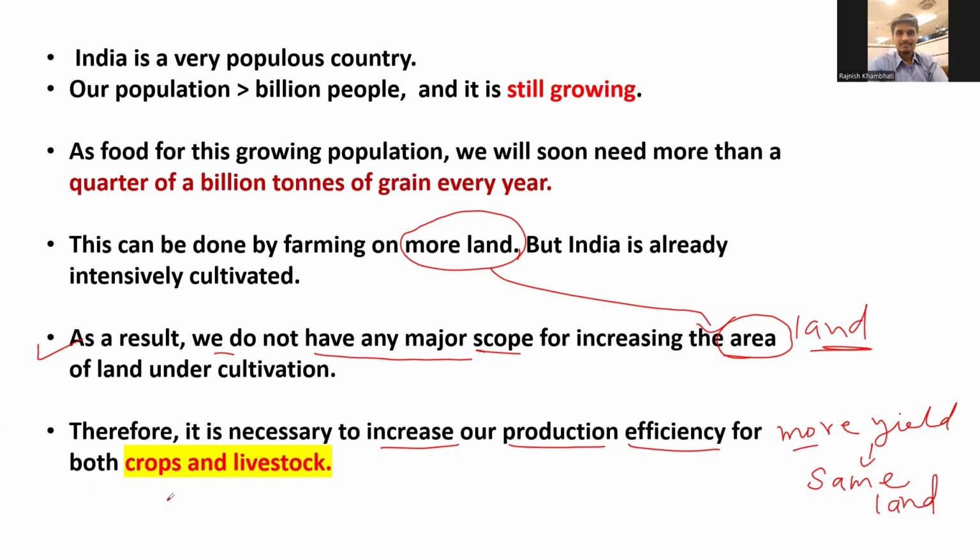Okay, but for what? Our food. And what is our food? Our food is crop, meaning plants, and livestock, meaning animals. Clear? Let's move ahead.